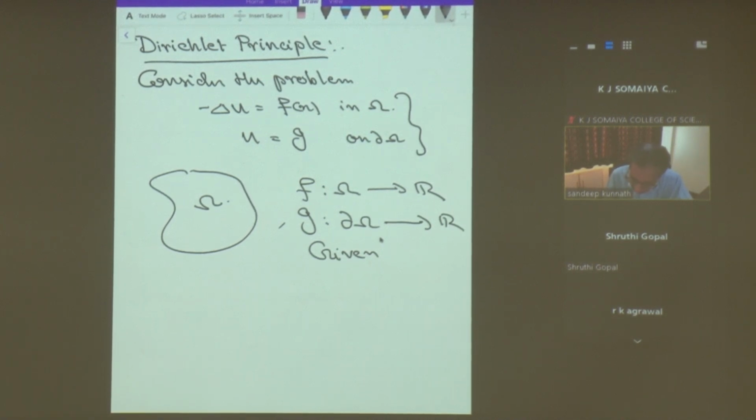First of all, the solution has to be twice differentiable because I have to talk about the Laplacian. That means the second derivative should exist. So I am going to take a class of functions which I call script A, the set of all u in C2 of omega closure, so that I can talk about the Laplacian of that. And then I will also say that it has to satisfy the boundary condition u equal to g on the boundary of omega. So I am considering all twice differentiable functions.